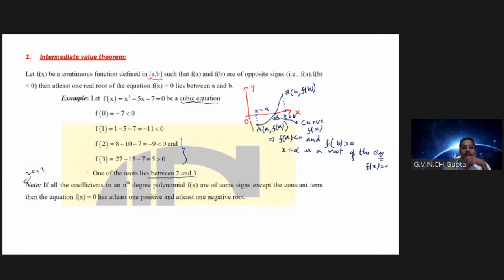Now, if all the coefficients in an nth degree polynomial f of x are of the same sign, except the constant term, what is the meaning? If the x square coefficient and x coefficient are positive, then the constant term should be negative. If the x square coefficient and x coefficient are negative, then the constant term should be positive. I just took an example of a quadratic equation. Similarly for an nth degree equation, the equation f of x equal to 0 has at least one positive and one negative root. See, here I will provide a simple example, a quadratic equation.